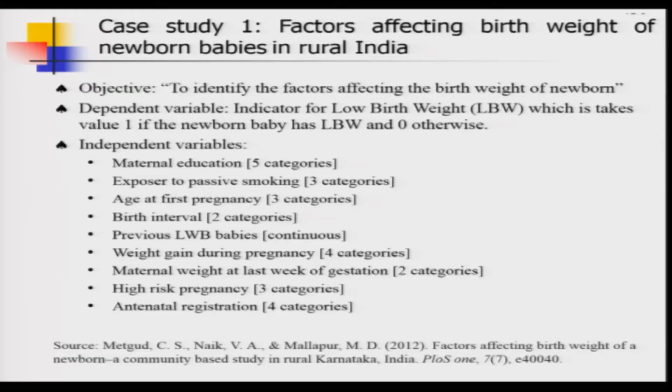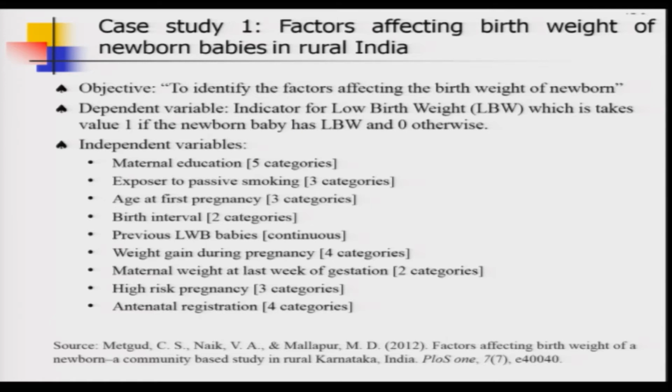So if it is less than that, then they have called that the dummy variable LBW will take value 1. So here the dependent variable is a dummy variable. This indicator variable LBW will take value 1 if the newborn baby has a birth weight which is lower than the standard weight that doctors consider to be good weight of a healthy newborn, and otherwise this dummy variable takes the value 0.